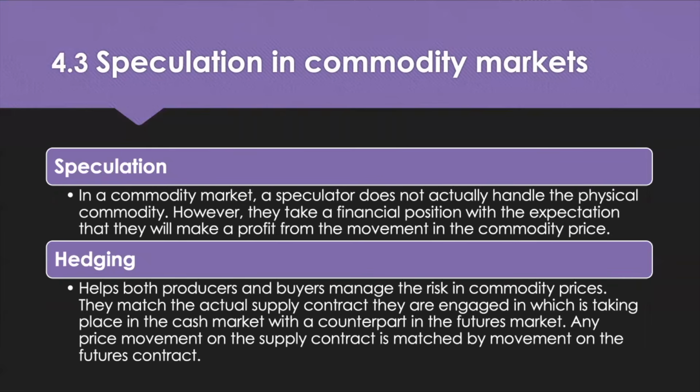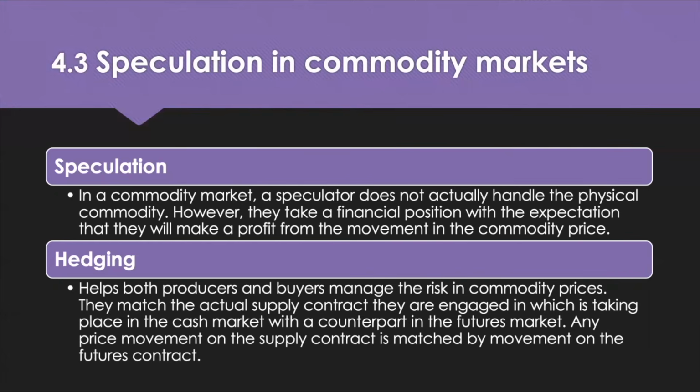A speculator in a commodity market doesn't actually handle the physical commodity. They take the financial position, either in the short or long term, with the expectation that they'll make a profit from the movement of the commodity's price. So you make a profit from the difference between the buying and the selling price.